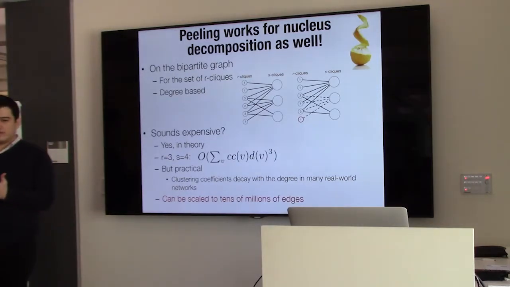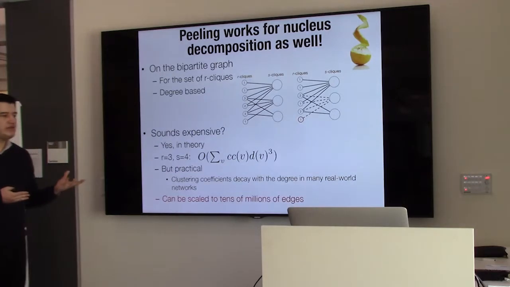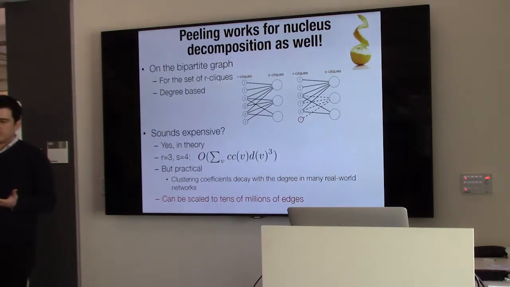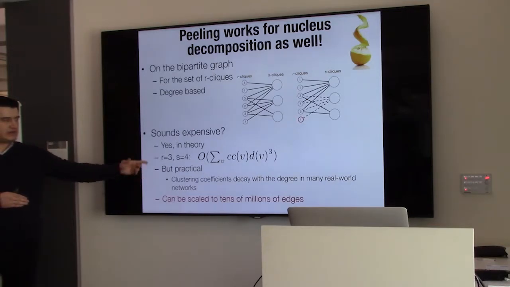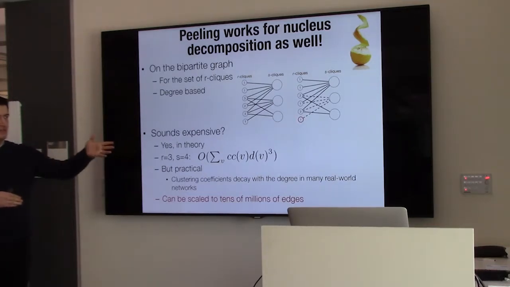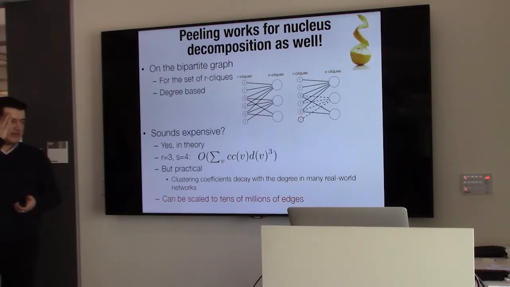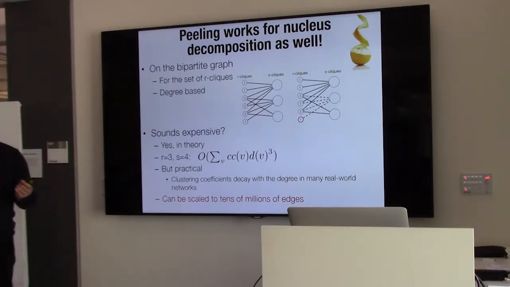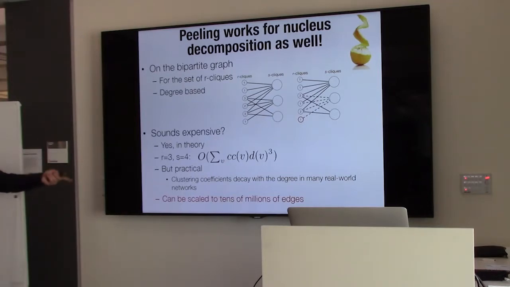But it turns out that it fits very well with some properties of real-world networks, where the clustering coefficients decay with degree. So if you have a large degree, the clustering coefficient is likely to be very low, and that's where our algorithm becomes practical. We can always come up with some corner case, but for many real-world networks, we can leverage those characteristics, and this entire (3,4) computation can be scaled to tens of millions of edges in a few minutes on a sequential basis. I will talk about some other algorithmic improvements later.